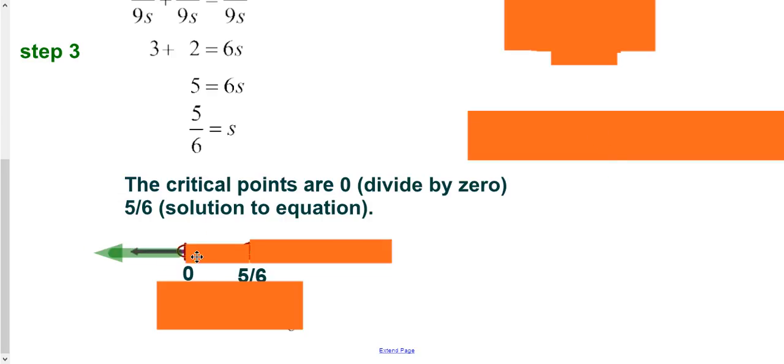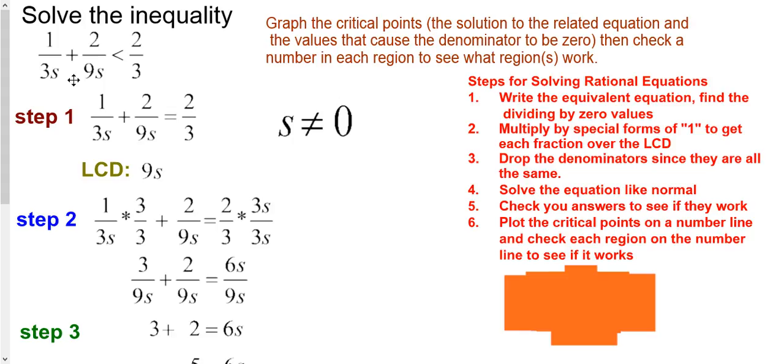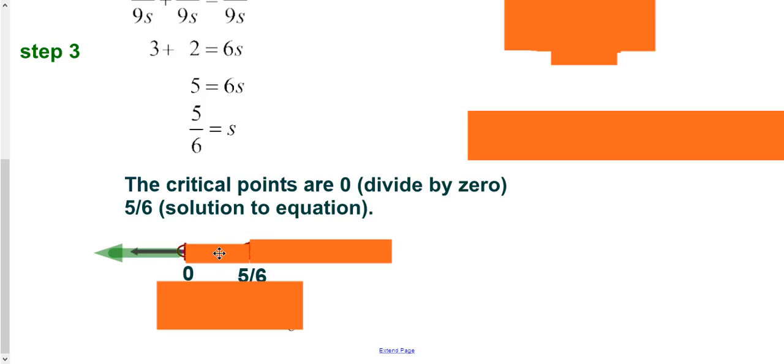Then I could try a number in between. I don't know for sure what to try. I'm going to try maybe 1/3. Well, 1/3 times 3 is 1. 1 over 1 is 1. 1/3 times 9 is 3. So I'd have 2 over 3. So I'd have 1 plus 2/3. Is that less than 2/3? No. So I tried a number in between. It did not work, so I'm not going to shade.